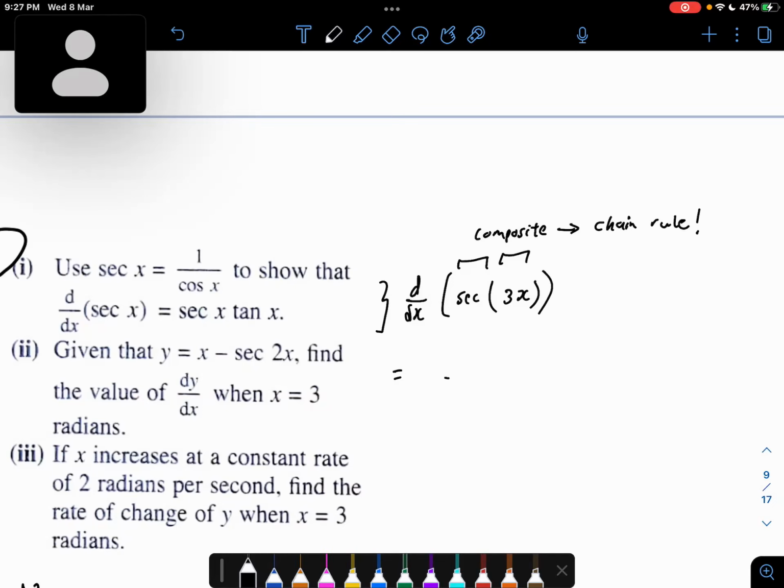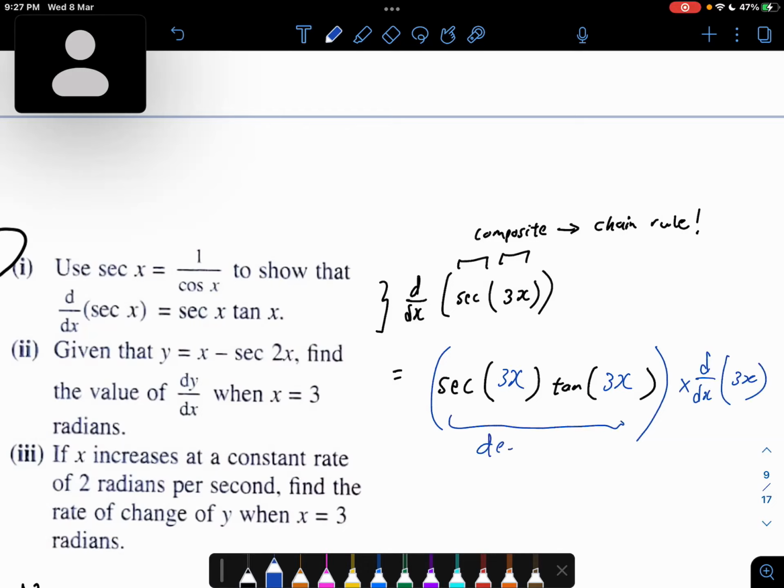So that means you just copy whatever was the right-hand side answer, differentiate, and you get secant times tangent. But whatever is inside, you copy and paste. Chain rule tells you this whole thing, you need to multiply by the derivative of the inside, which is 3x. D outside times D inside. Okay, chain rule. Then just copy and paste the first part, secant 3x, tangent 3x, times 3.